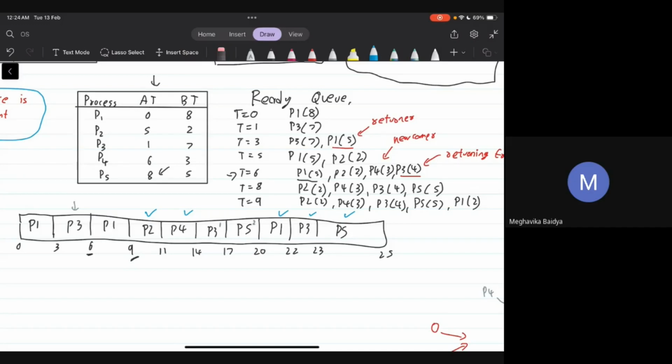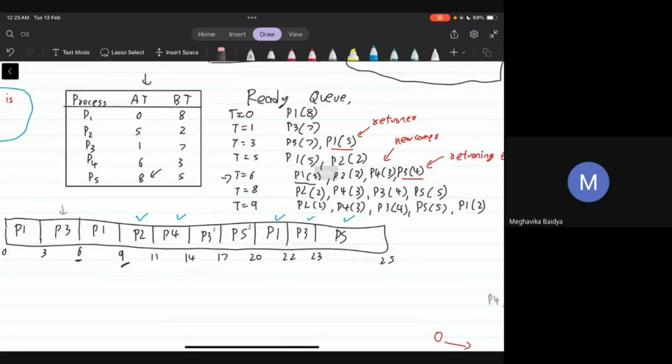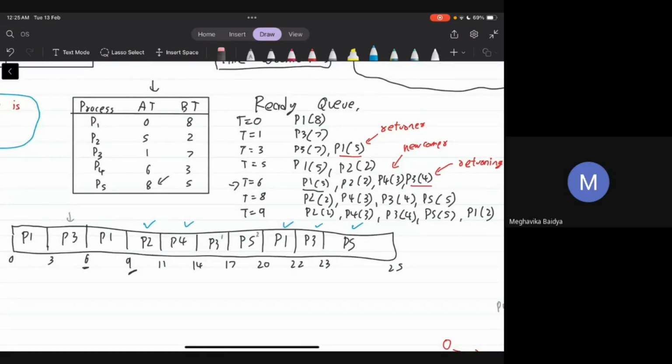Done. So this is round robin, and that's it. That's with all your algorithms. Practice this one well, practice this one more time. Take some other question and try to do it.